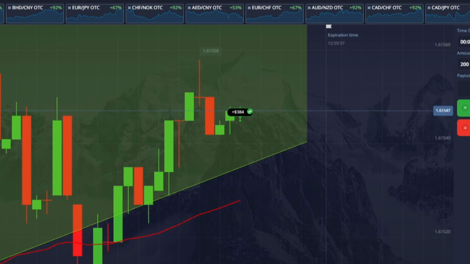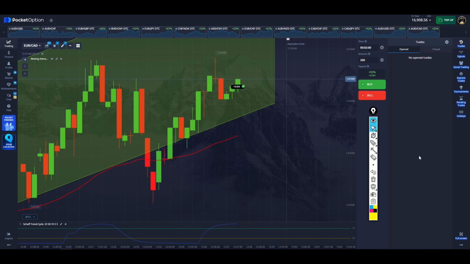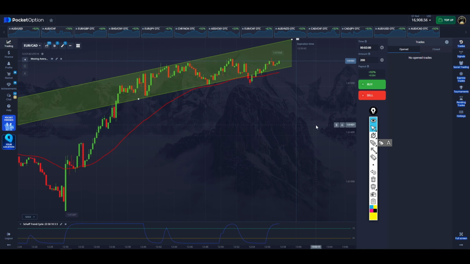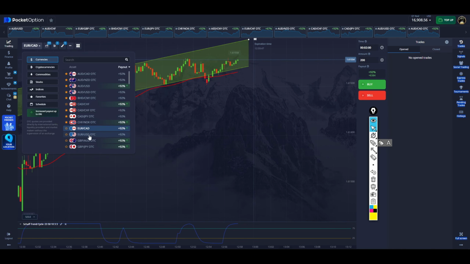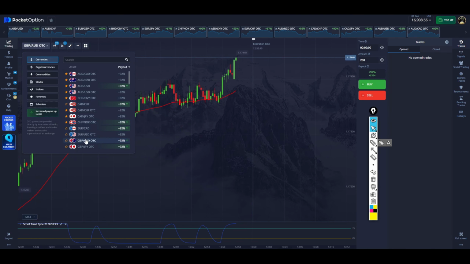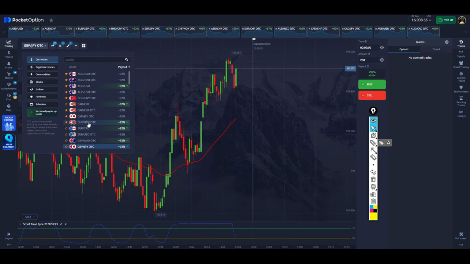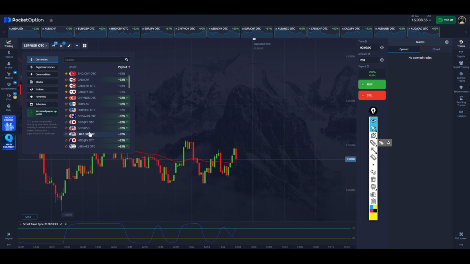Boom. The trade closes in profit, guys. I read the market perfectly. The uptrend played out exactly as expected. Everything is going according to plan, and that's the beauty of following the strategy. Let's keep the momentum going and jump into the next setup.